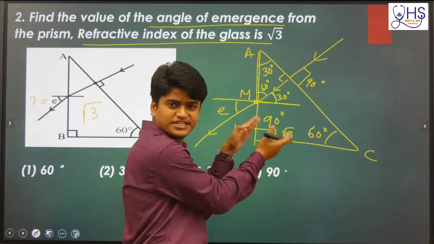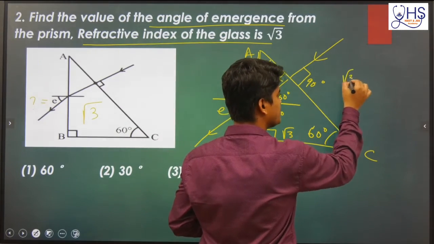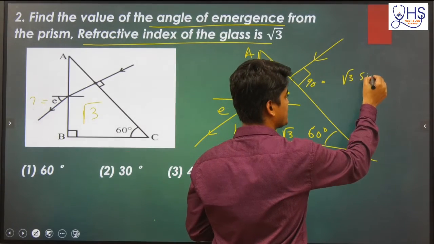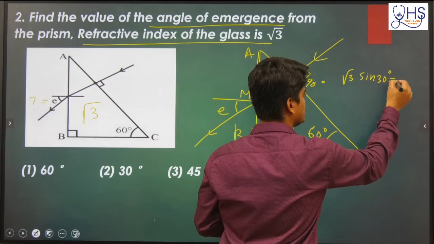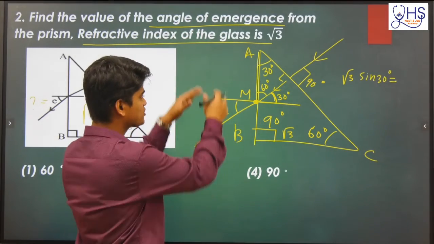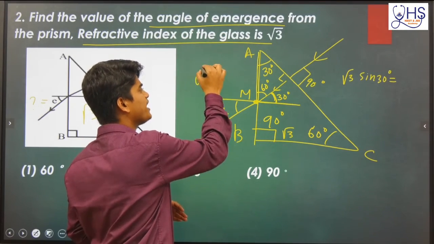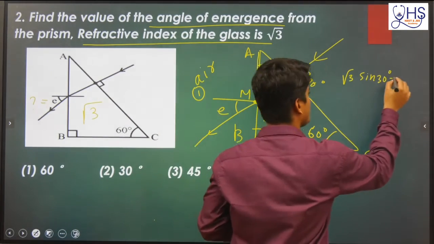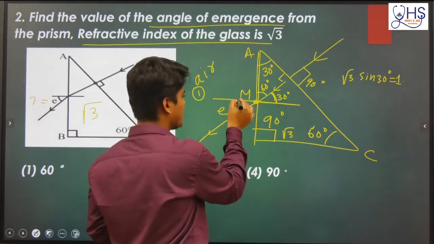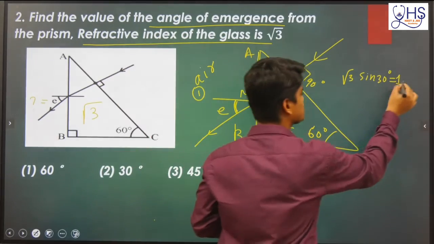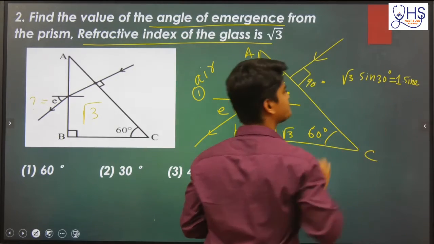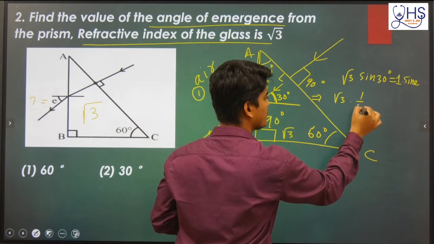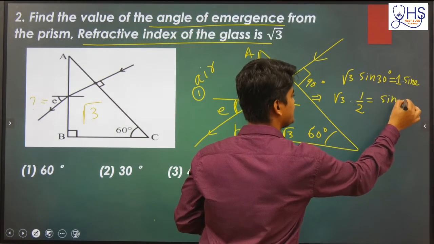Now the refractive index of this glass prism is √3 times sine of this angle, that is sine 30, and that will be equal to the refractive index of this medium. This medium is definitely air, so we will consider the refractive index as 1. So it will be 1 into sine of the emergence angle, sine E. Now here √3 sine 30, where sine 30 is 1/2, is equal to sine E.